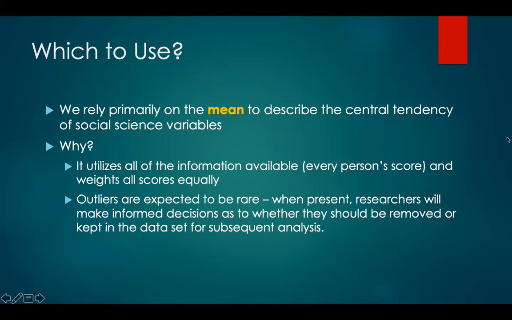Now, in social science, we primarily rely on this mean to describe central tendency of our variables. And this is because it utilizes all of the information available. So that means it utilizes every person's score and weighs all scores equally. Now, outliers are expected to be rare in social science data, but when they're present, researchers will typically make informed decisions as to whether or not they should be removed or kept in the dataset for subsequent analyses.